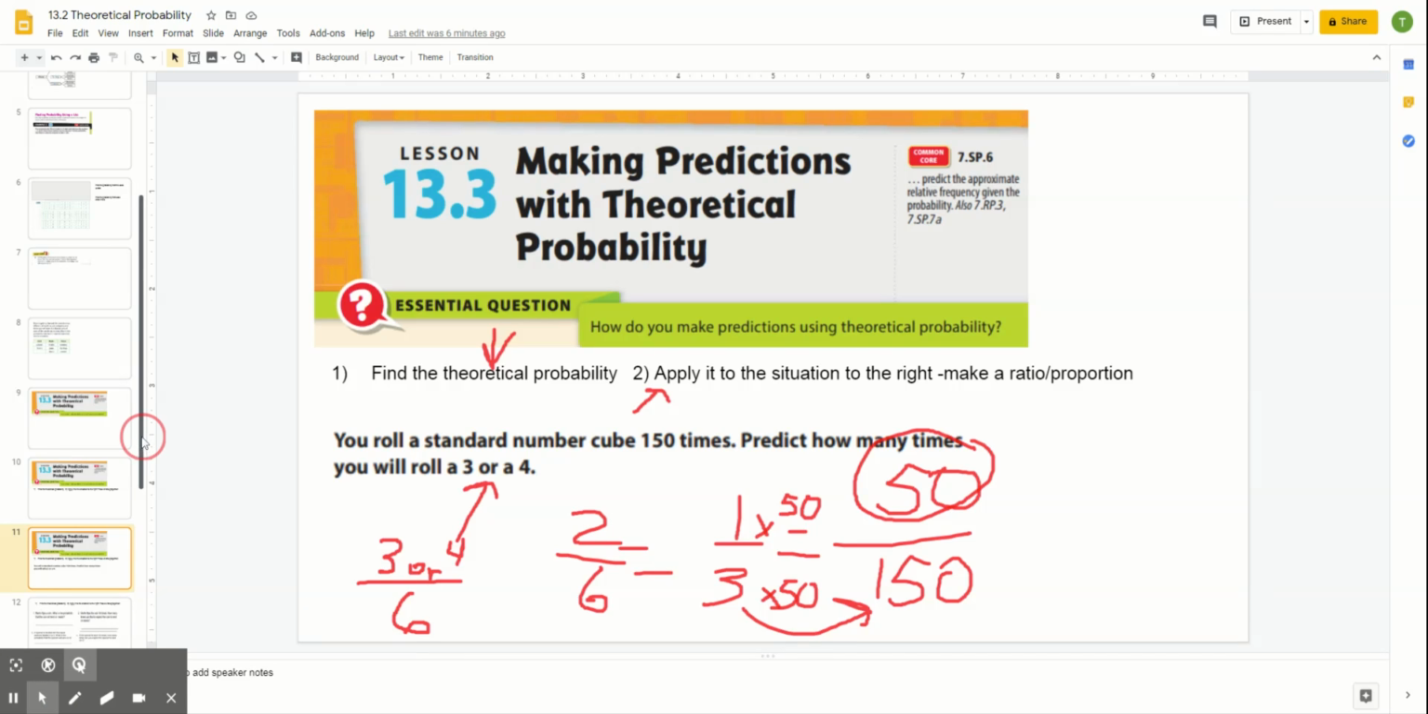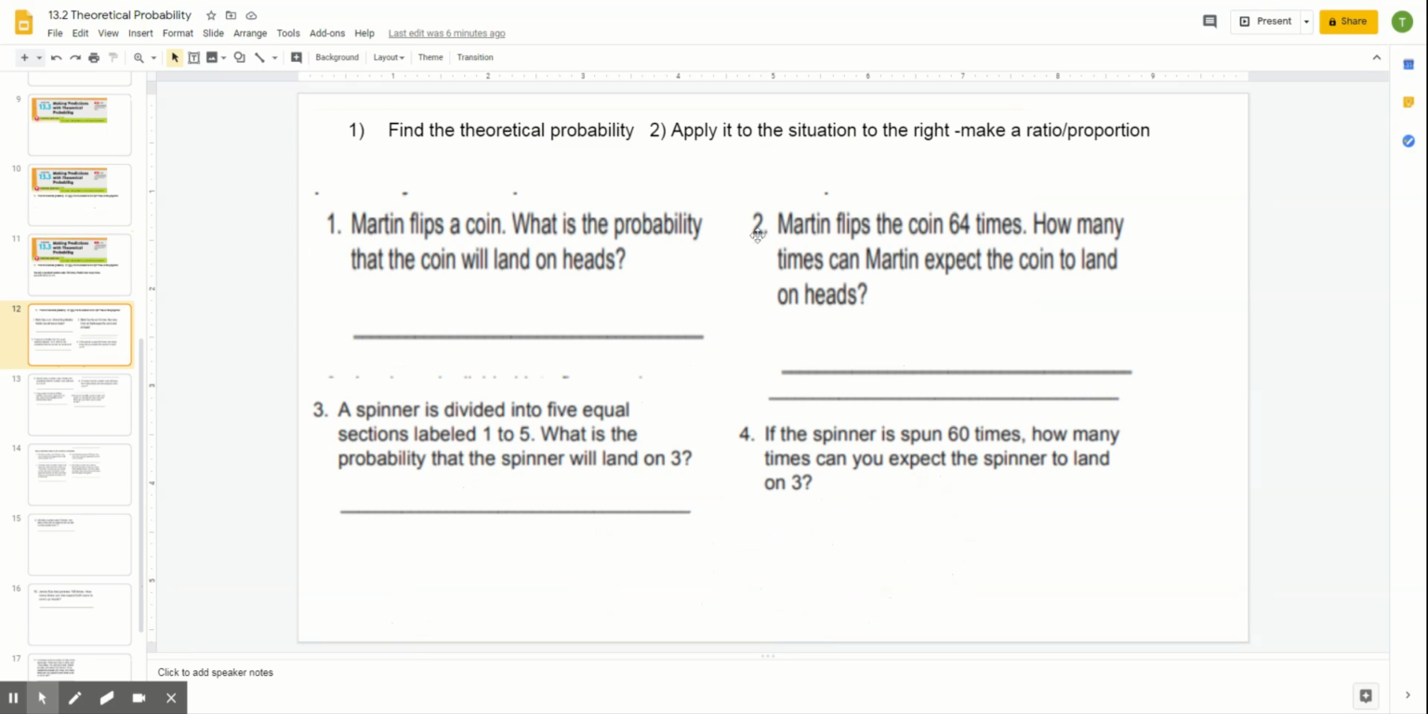All right, so we're going to set it up for you. The one to the left gives you the theoretical probability, then you're going to apply it to the right. All right, so that's your assignment for today.